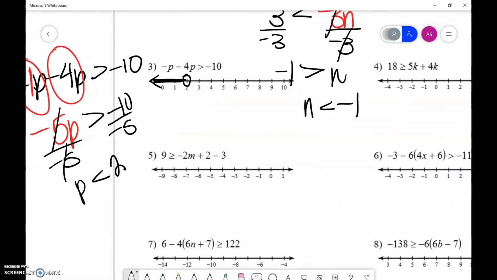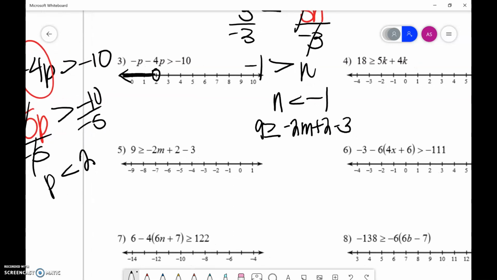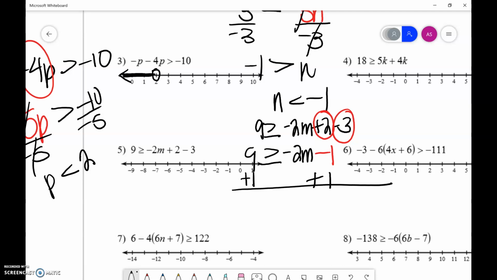All right, number 5. Going to rewrite it. So we have some like terms again. We have the 2 and a negative 3, which gives us negative 1. From here, I'm going to bring down everything else like so. So I'm going to add 1 to both sides. This is going to cancel out here because I got negative 1 plus 1. That's gone. 9 plus 1 is 10.